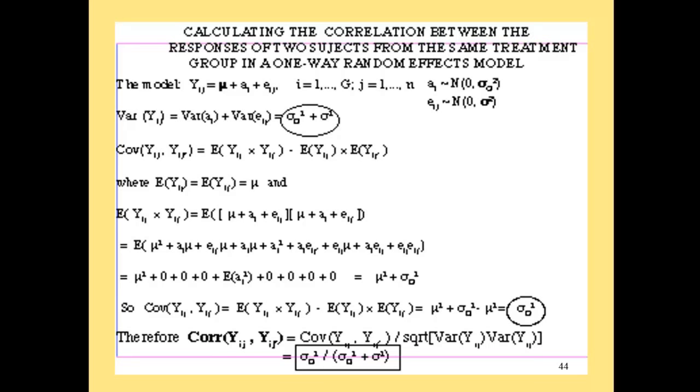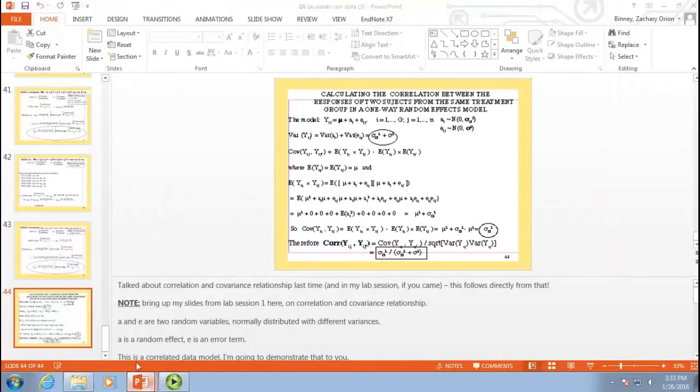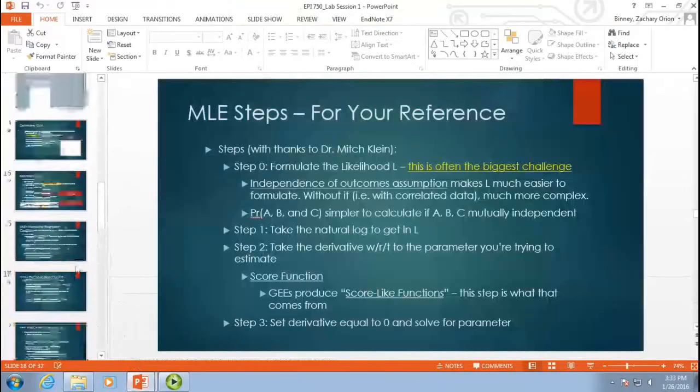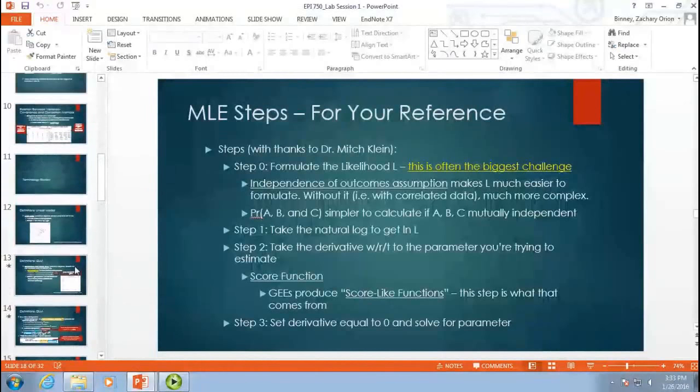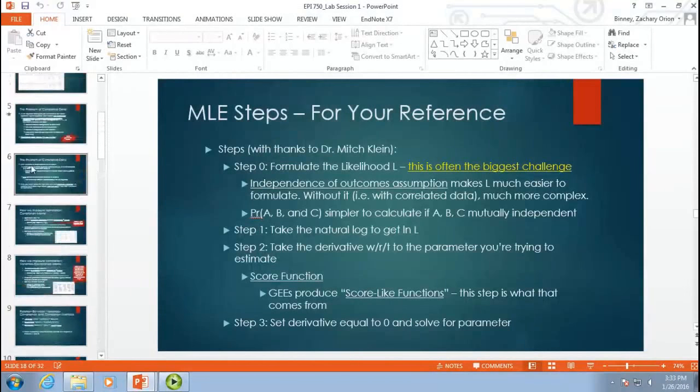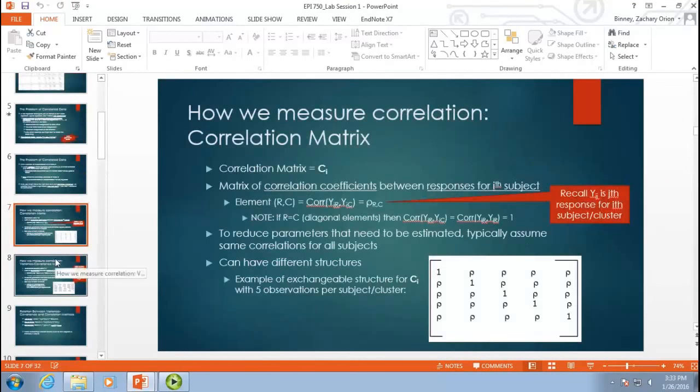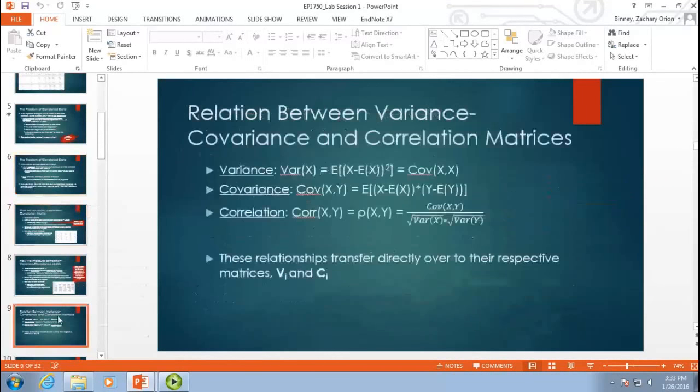So we've talked a little bit last week and in my lab session as well about the relationship between correlation and covariance. And all of this on this slide follows directly from that. So if I go back here real quick, just because I know where it is in my slides. It's up near the top. Right. We have equations for the variance, the covariance, and the correlation.